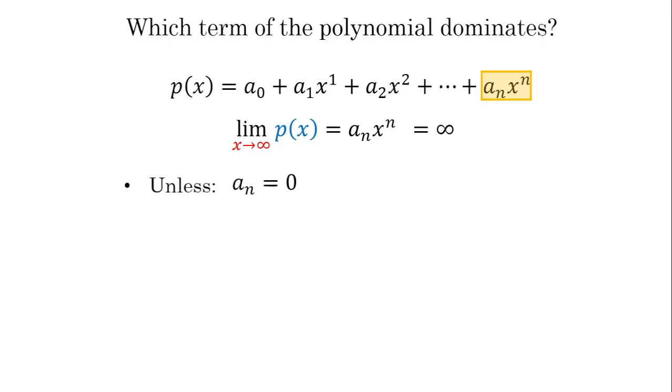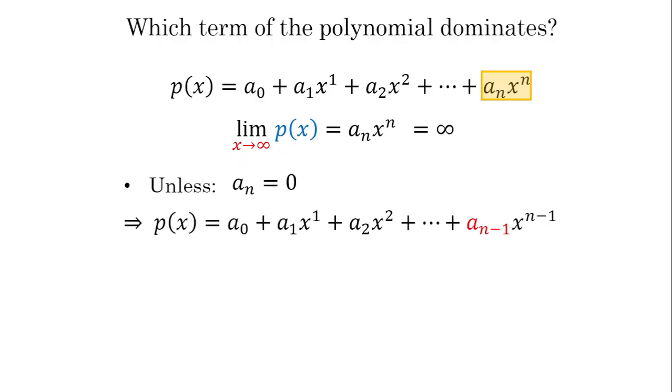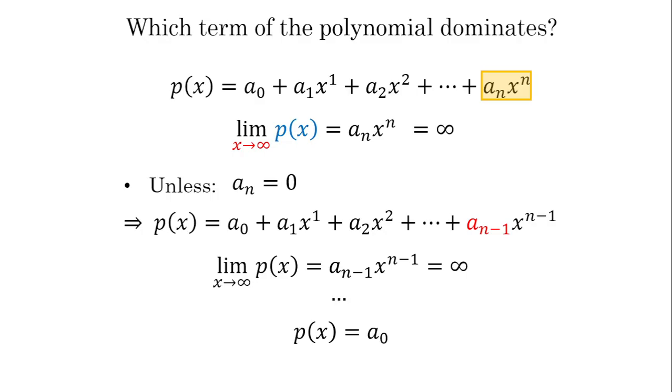Unless, of course, you let a sub n equal 0. But if a sub n equals 0, your polynomial is not going to be of degree n anymore. So it won't pass through all the points that you defined. And even if you do this, hoping for your curve to behave well enough for your purposes, the next highest power takes over. The same reasoning continues until all that's left is a constant term, which is useless for drawing curves.